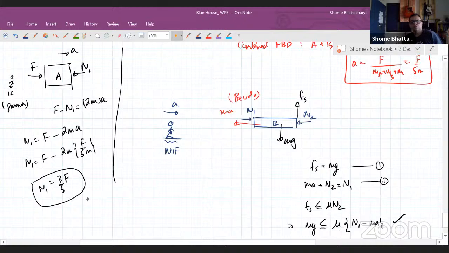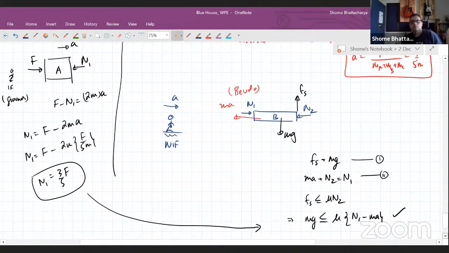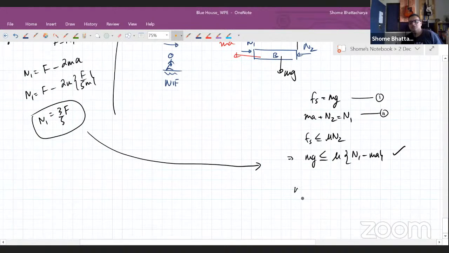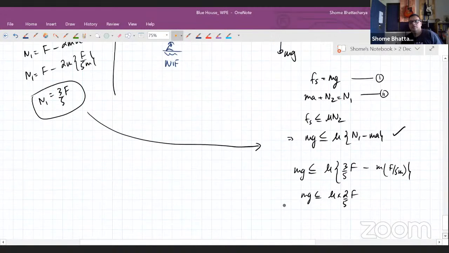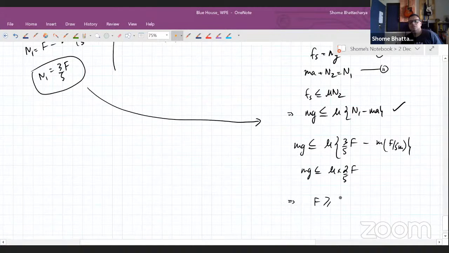So you substitute this over here. The condition becomes mg is less than or equal to mu into N1, which is 3 by 5 F minus ma, which is this much. So mg is less than or equal to mu into 3 by 5 minus 1 by 5, so that is 2 by 5 F. So that gives you the condition that F is greater than or equal to 5 by 2 mg by mu. This should be your condition.